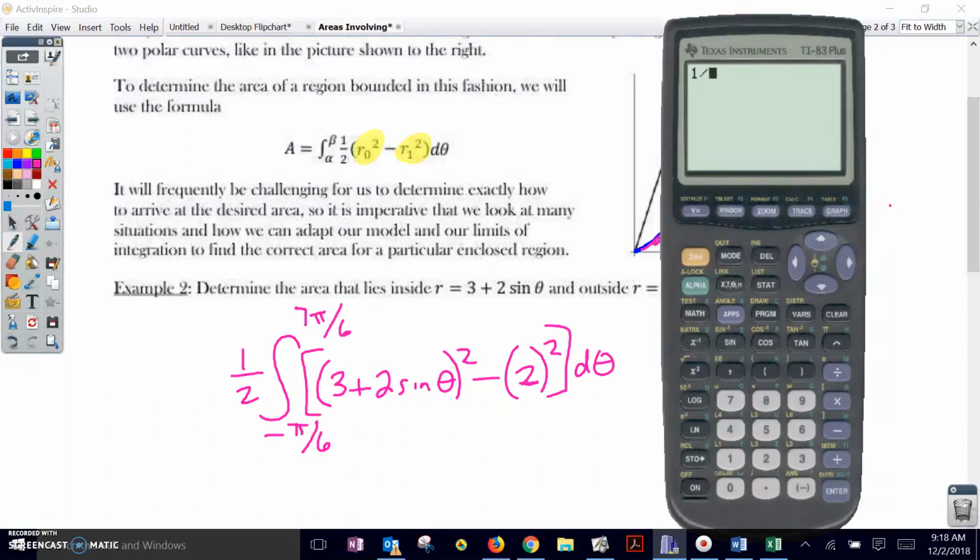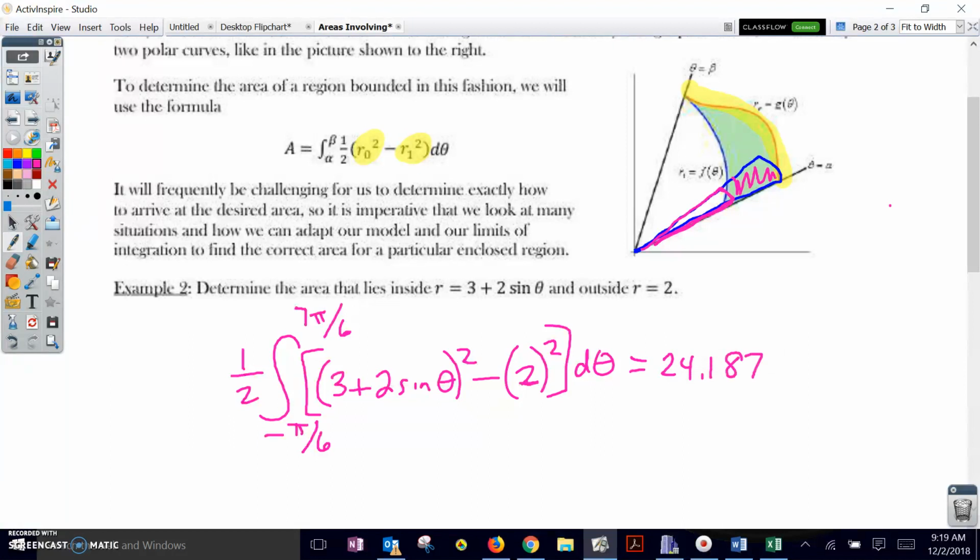So I'm going to have 1/2 times the integral from negative pi over 6 to 7 pi over 6 of the outer curve squared minus the inner curve squared, and I get 24.187. I'm pretty sure I forgot the 1/2 in the first example. My apologies.